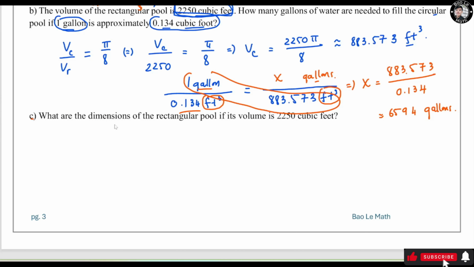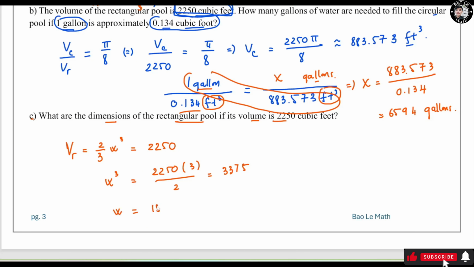Question C. What are the dimensions of the rectangular pool if its volume is 2250? So we know that the volume of the rectangular pool is 2 thirds W cubed, and this guy actually equals 2250. Now we need to solve for W. So W cubed equals 3375. Now we're going to take the cube root of both sides, so W equals 15, right?